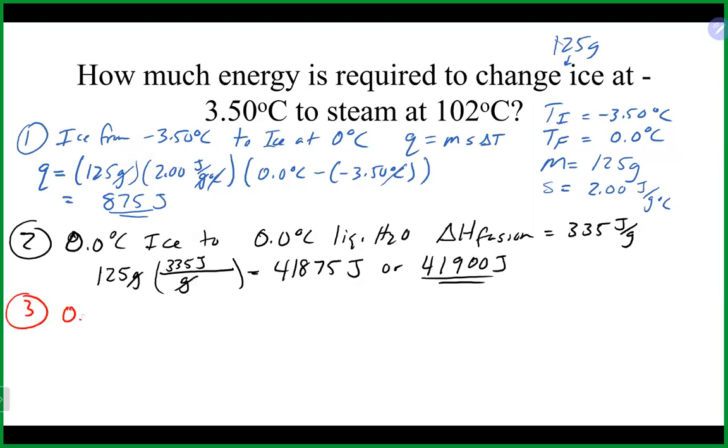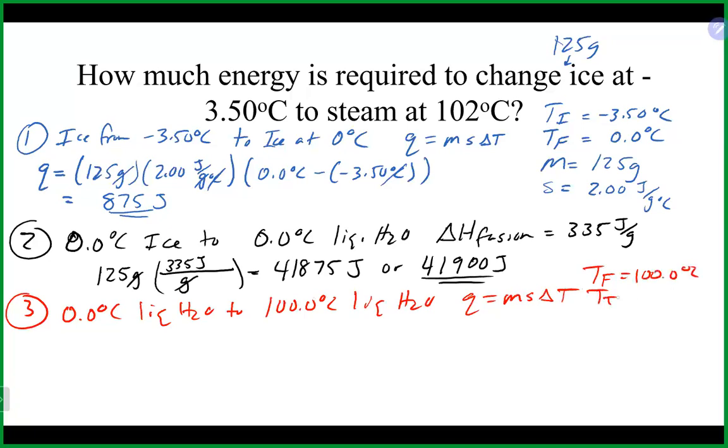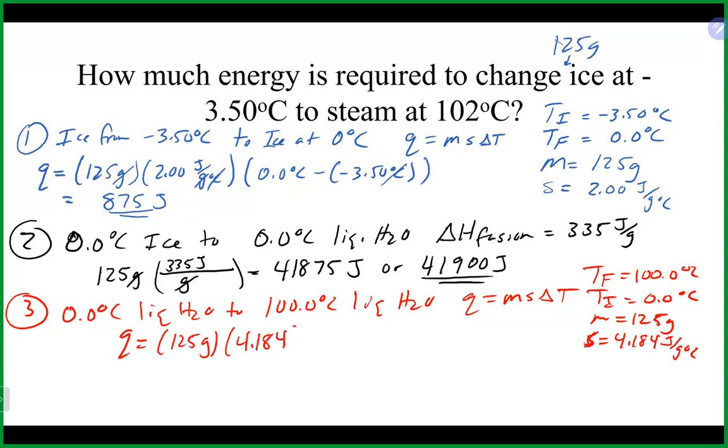The third step here then would be, we're going to take it from 0 degrees Celsius liquid water to 100 degrees Celsius liquid water. And that again means that we do have to go back to our Q equals m s delta T. In this case, our final temperature will be 100 degrees Celsius. Our initial temperature will be 0 degrees Celsius. We will still have the same mass. But now that we are in the liquid water region, our specific heat capacity is the 4.184 number, again because now we are in liquid water. So we're going to put this into this equation. So Q will equal 125, times 4.184 joules per gram per degree Celsius, once again taking final temperature, which is 100, minus initial temperature.